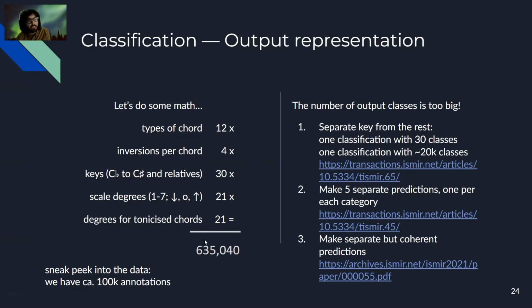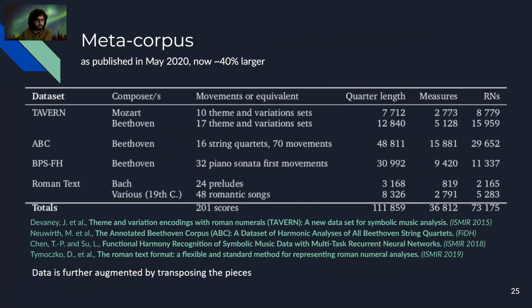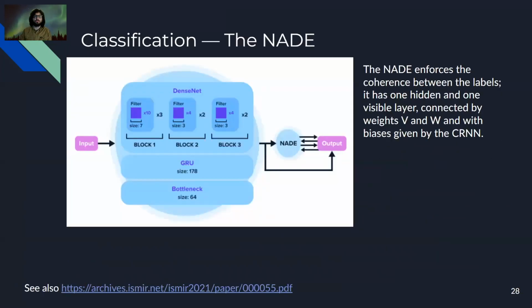We do introduce a thing that is called the NADE in order to introduce correlation between the different outputs. NADE stands for Neural Autoregressive Distribution Estimator, and basically does a sort of ping pong between a hidden and a visible layer. Both of these have biases that are determined by the DenseNet plus GRU layers that we discussed before.